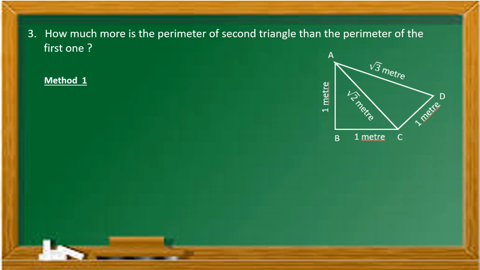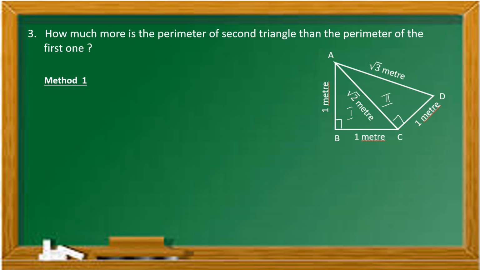Let's see the third question. How much more is the perimeter of second triangle than the perimeter of first one? As you can see, both these are right triangles, and the question is we need to find the increase in perimeter of the second triangle than the perimeter of first one. Here, which is the first triangle? Yes, this is the first triangle and this is the second triangle, isn't it?